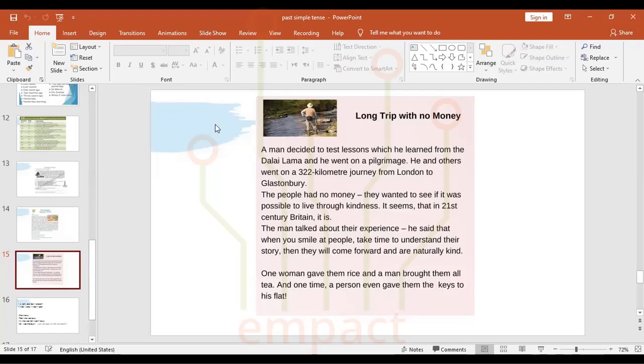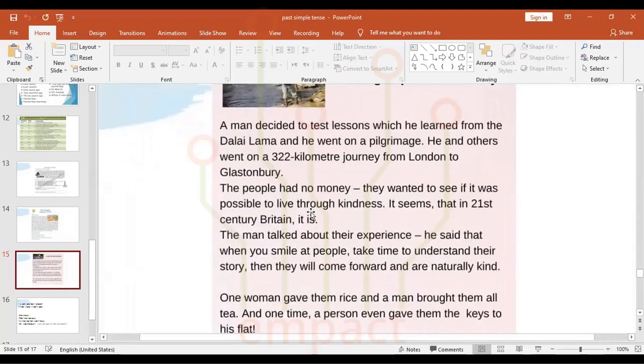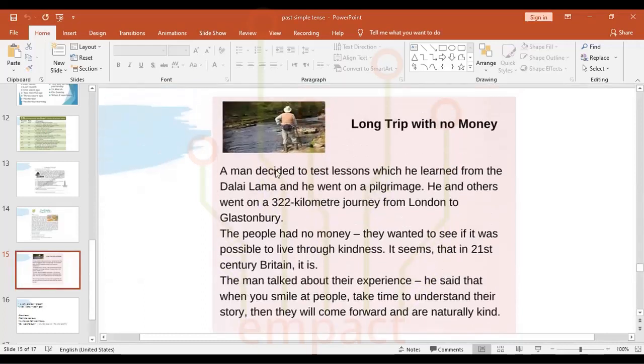Who'd like to be the first one to read the text? But before reading, I'm going to read it one time for you just to be more clear, okay? Long trip with no money. A man decided to test lessons which he learned from the Dalai Lama, and he went on a pilgrimage. He and others went on a 322 kilometers journey from London to Glastonbury. The people had no money. They wanted to see if it was possible to live through kindness.